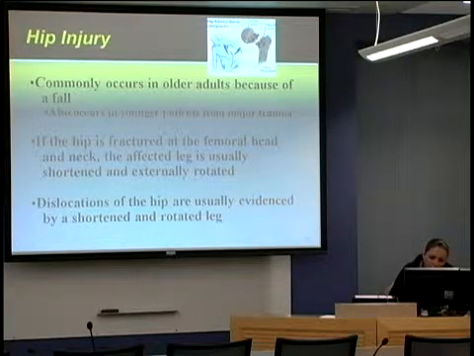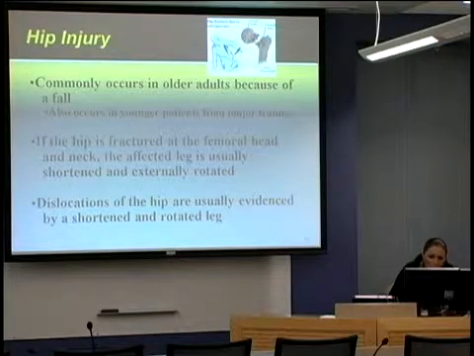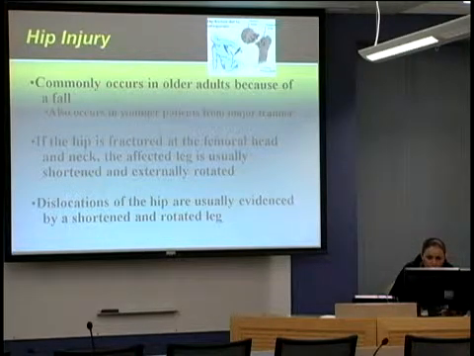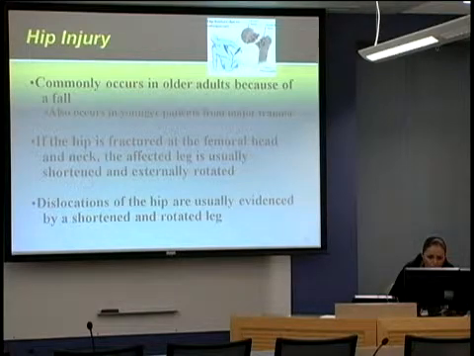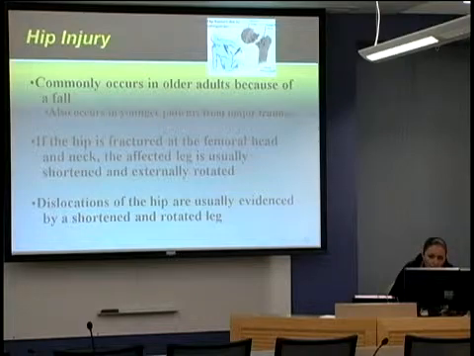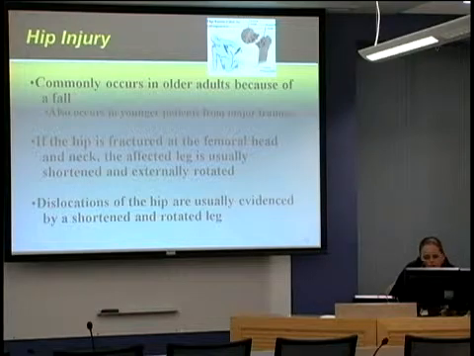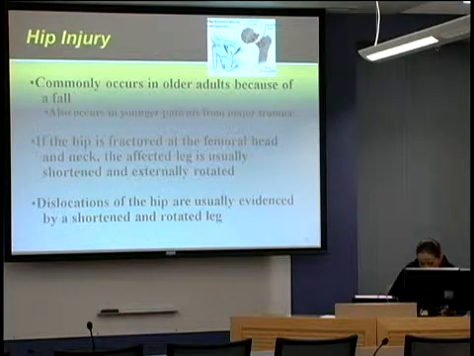In the case of hip injury, they commonly occur in older adults because of a fall. It may occur in younger patients from a major trauma. If the hip is fractured at the femoral head and neck, the affected leg is usually shortened and externally rotated. Dislocations of the hip are usually evidenced by a shortened and rotated leg.